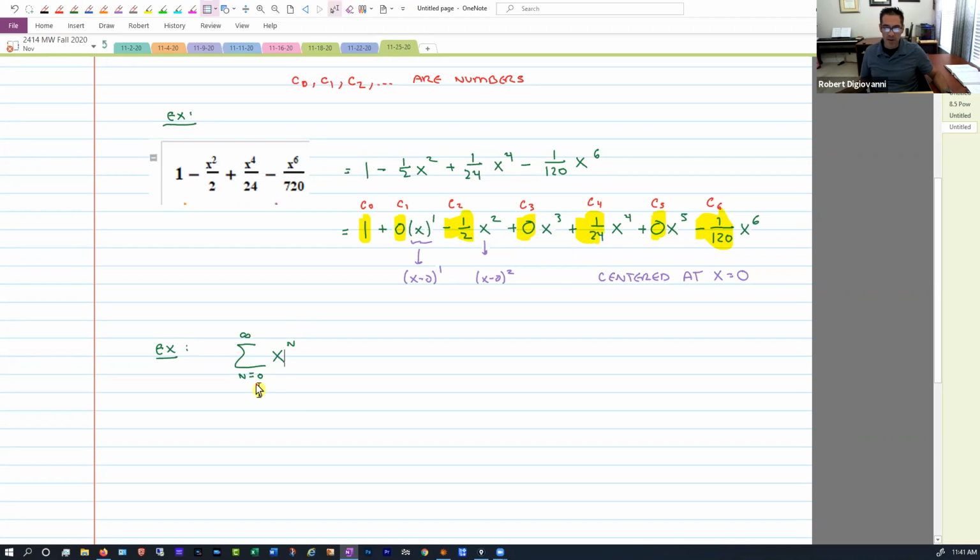Remember, I started at 0, didn't I? Not 1, right? Okay. So let's plug numbers in. If we plug in 0, we get x to the 0, then plus x to the first power, plus x squared, plus x cubed. This is a pretty straightforward series, isn't it?